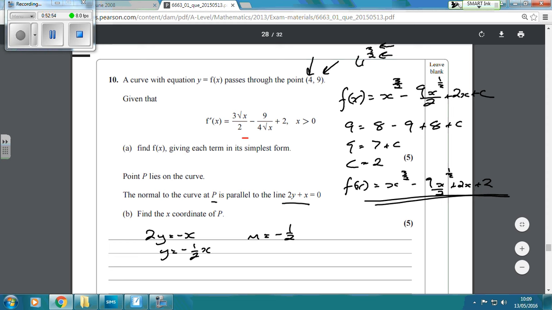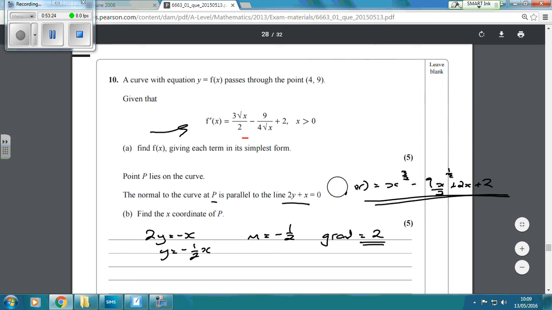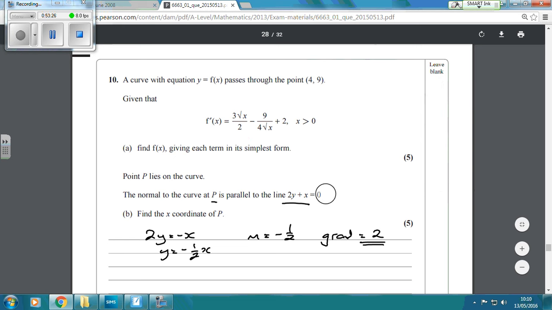Now if the gradient of the normal is minus a half, the gradient of the tangent equals the negative reciprocal. So you turn it upside down and change the sign. So the gradient of the tangent to the curve is going to be 2. So what we've got to do is find the x-coordinate, and the gradient is 2. So we've got the gradient function, and we've got to set the gradient as 2 and then solve it. So let's do just that. Let's see if we can solve it.